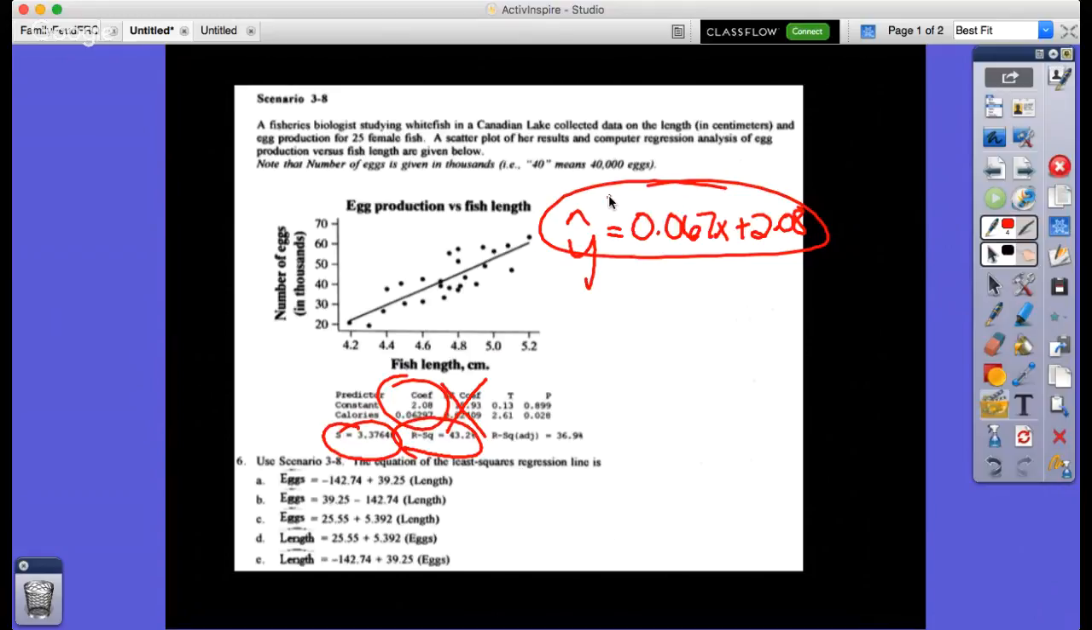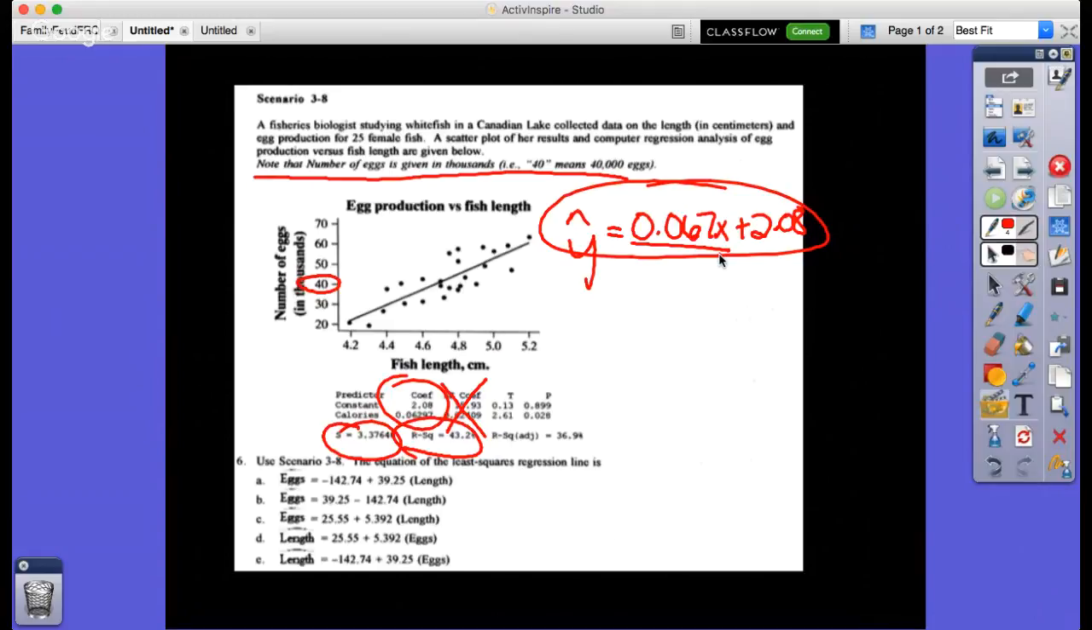But here's the thing. It does say that the number of eggs is given in thousands. So that means when I say 40, this is related to 40,000. Does that make sense? So really, the rise over the run, if let's say this computer output is related to it, I rise 0.067 as I run 1, right? That's the definition of slope. So I rise 0.067 number of eggs in thousands, right, as I run 1 centimeter.